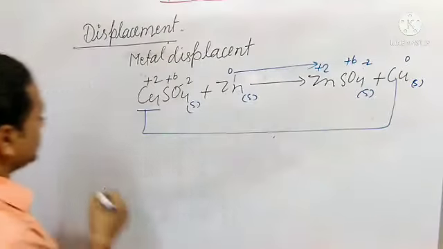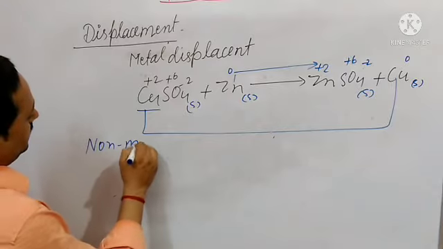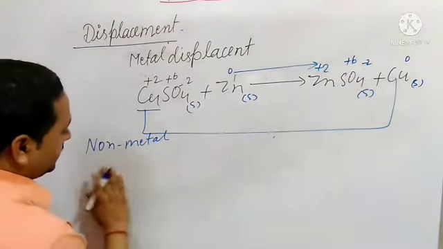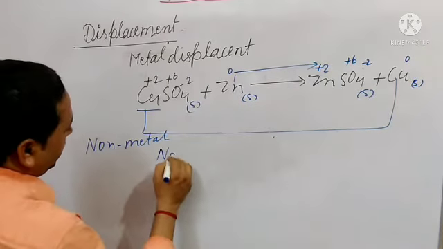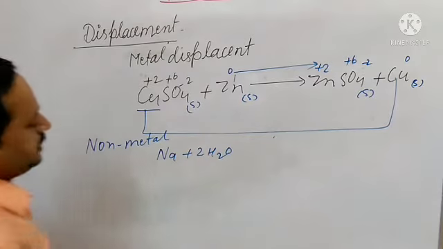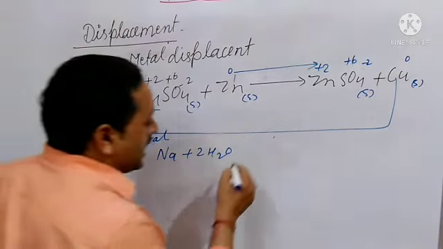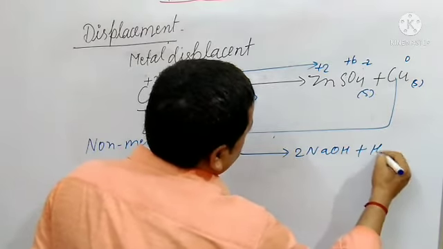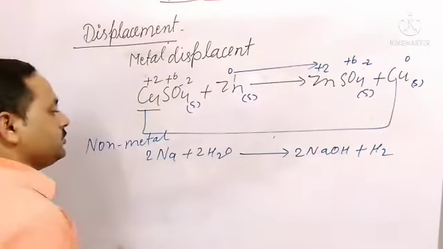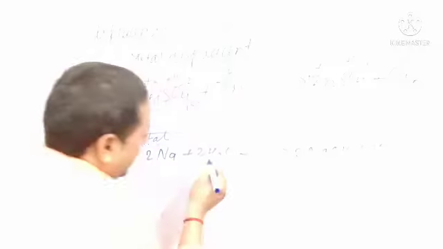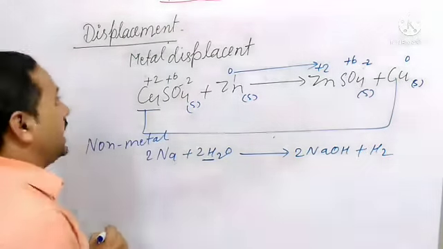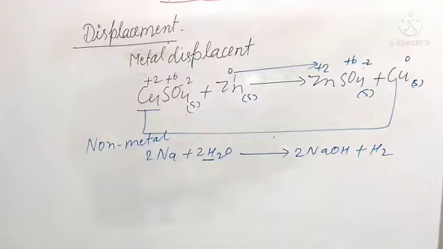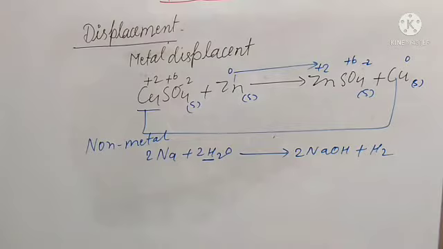Next is non-metal displacement redox reaction. Here I am writing Na plus 2H2O, and it reacts and forms 2NaOH plus H2. So which one is being replaced? Here hydrogen is displaced. So this is a non-metal displacement redox reaction.